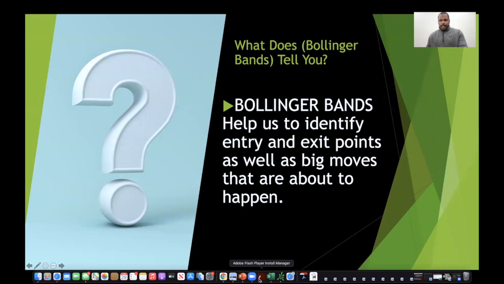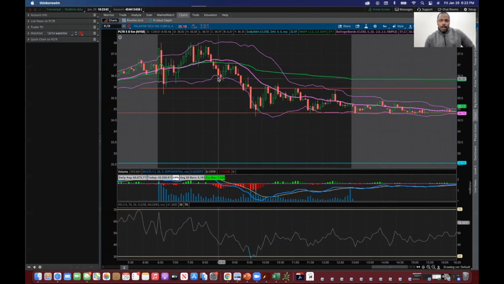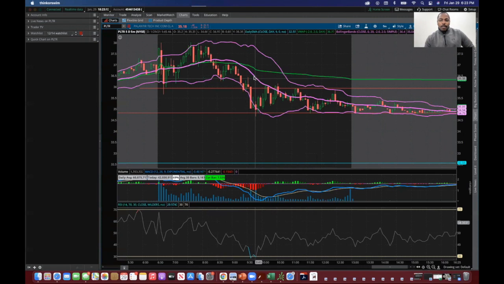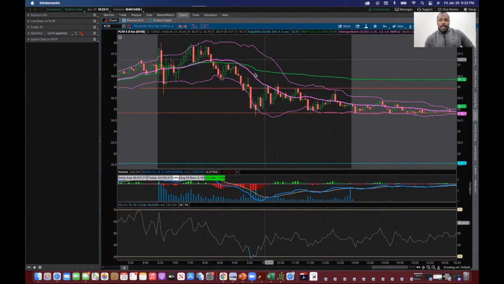So let me explain what Bollinger Bands actually tell us. It helps us to identify entry and exit points as well as big moves that are about to happen. So let's look at it in real life. Okay, these here are Bollinger Bands. I know this chart looks a little messy, but this is how I trade every day. Right here in green is the VWAP, what I use every day. But we're going to focus right here on the purple looking lines.